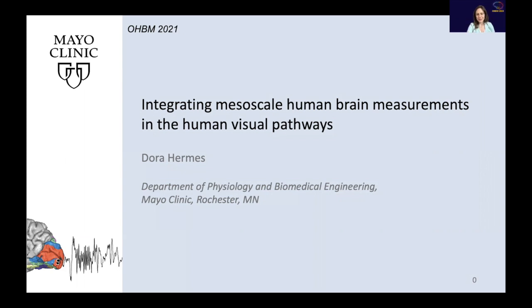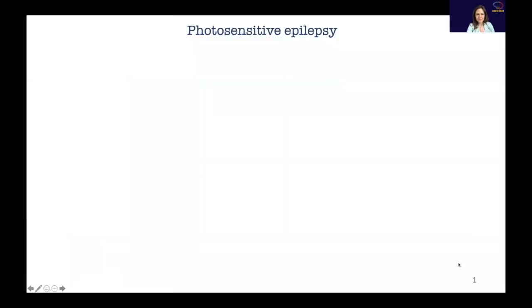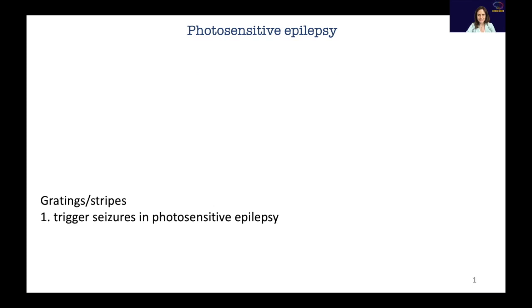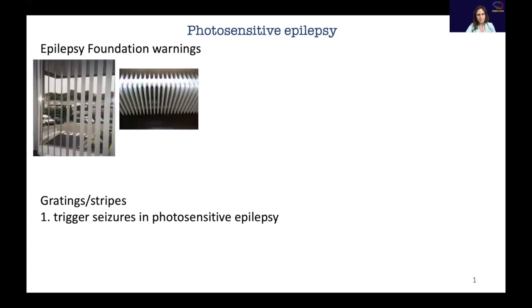And let me start by giving you an example. Because in photosensitive epilepsy, not only flashing lights can cause seizures, but also patterns of gratings and stripes can trigger seizures. And the Epilepsy Foundation even has warnings about this on its website for patients with photosensitive epilepsy, because Venetian blinds and radiators can, for example, be provocative in these patients.